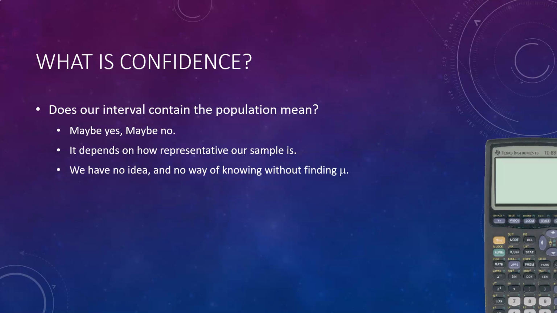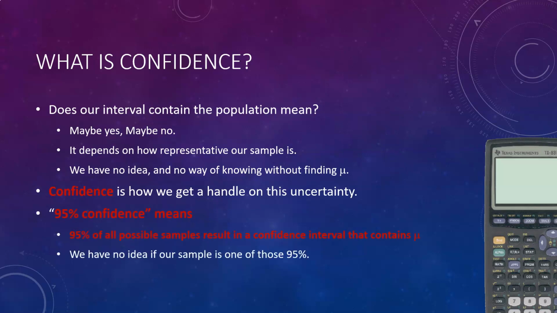So maybe our sample is good, maybe it's not. Maybe the confidence interval that we got from it actually has the mean of the population in it, or maybe it doesn't. This is what the idea of confidence is trying to control. Confidence is how we get a handle on this uncertainty.